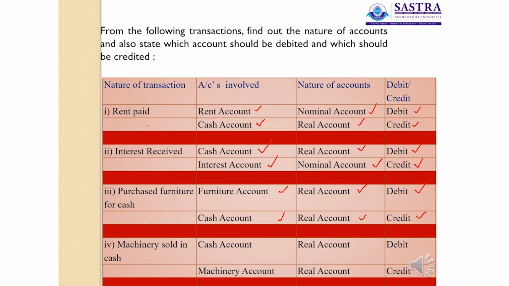Next one is machinery sold for cash. Here what are the accounts involved? One is machinery and another one is cash account. So there are two accounts involved here. Cash and machinery are both real accounts. Now you have to apply the rule for real account. Here cash comes into the business, so that account will be debited. Machinery goes out of the business, so that account will be credited. Okay, is it clear?